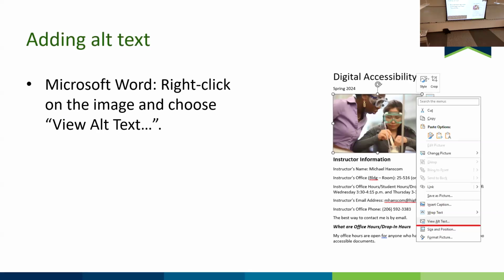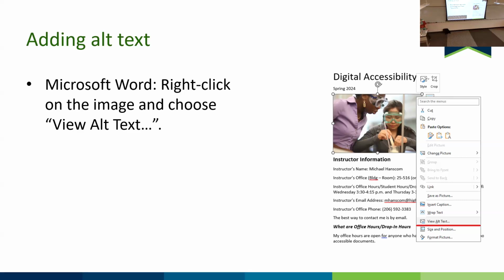So to add alt text, and a quick tip, this also works in Outlook. When you're sending email, if you're including images in email, you want to do this here also, because all of this applies to email as well. All you have to do is right-click on the image, and then down at the bottom of the context menu, you'll see View Alt Text.